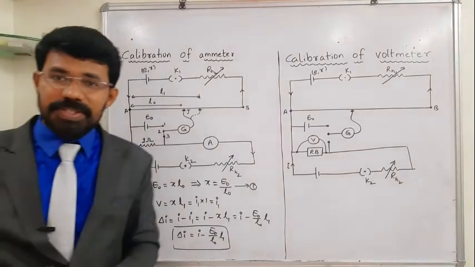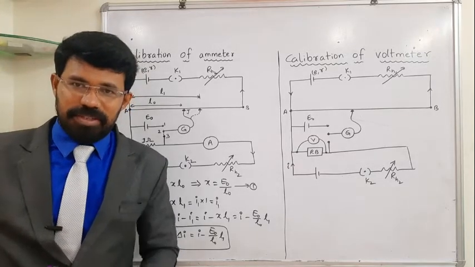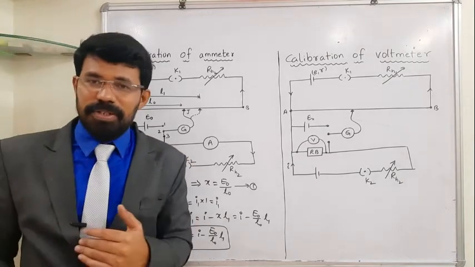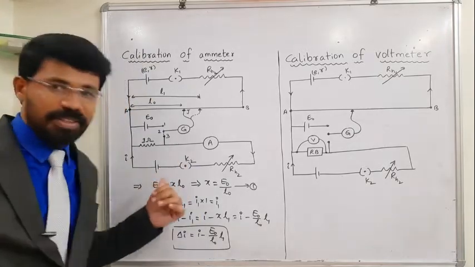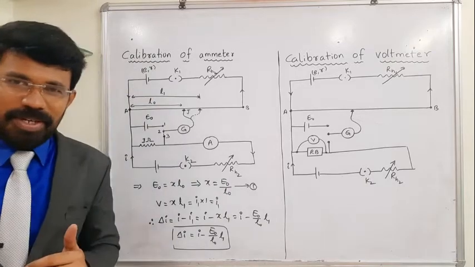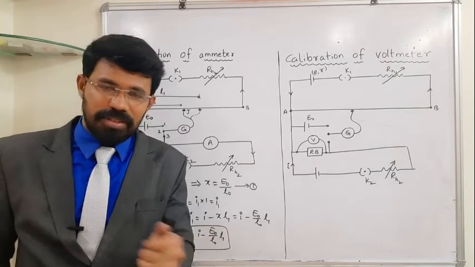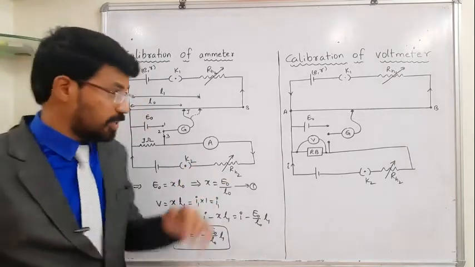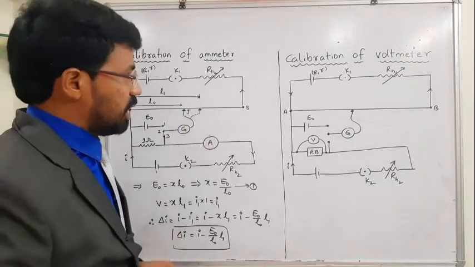Once the error is known to us, we can access the data accurately from the experiment. If the actual current is 2 amperes, let us say the ammeter is showing 2.1. If the actual current is 3 amperes, the ammeter is showing 3.1. It means there is an error equal to 0.1. So I will be subtracting 0.1 from all the current data that I read in this ammeter. That's how this ammeter can be calibrated. Now let us try to identify the calibration of a voltmeter.